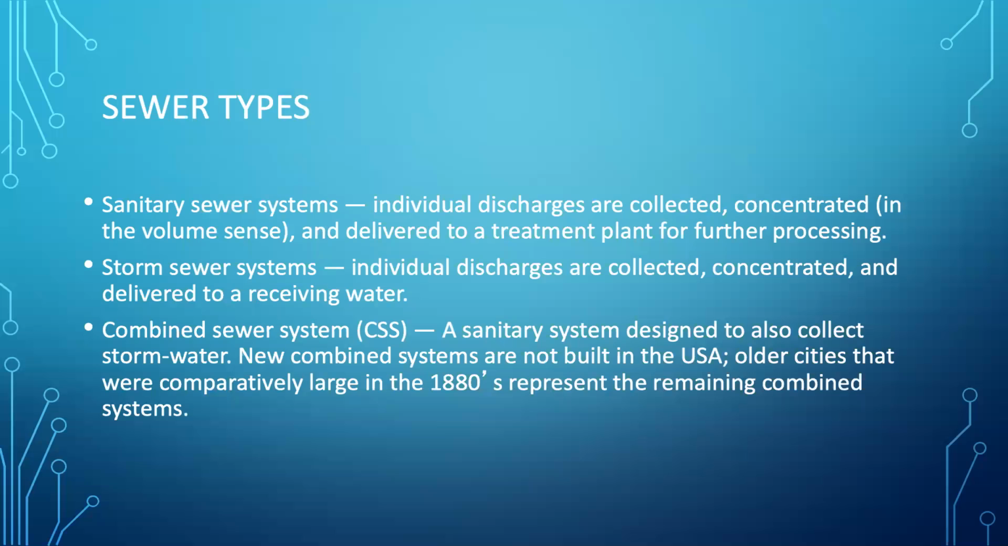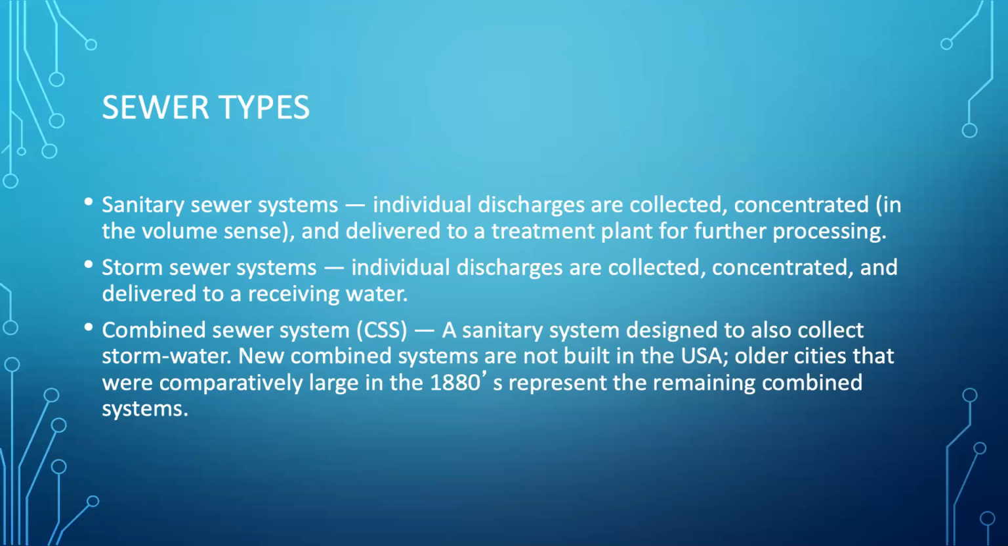In sanitary sewer systems, the individual discharges are collected, concentrated in the volume sense, and then delivered to a treatment plant for further processing. Storm sewer systems, individual discharges are collected, concentrated, and delivered to a receiving water. So those are almost identical sentences with the exception that one has a treatment process and one doesn't. A third type is called a combined sewer system.